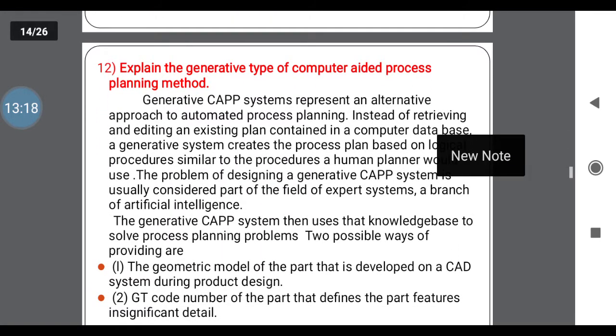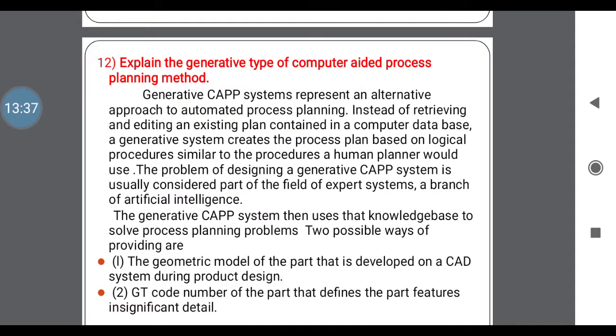Next question is to explain the generative type of computer aided process planning, that is the generative type of CAPP. As compared to the first one, this one is a little different from an existing plan. Instead of retrieving and editing an existing plan contained in the computer database, in this type of technology the human planner would be used. In the first one we use the computer for planning and specification, here we use humans. Both are the same, but here labor is used as the process planner, and in the first one it is the computer.